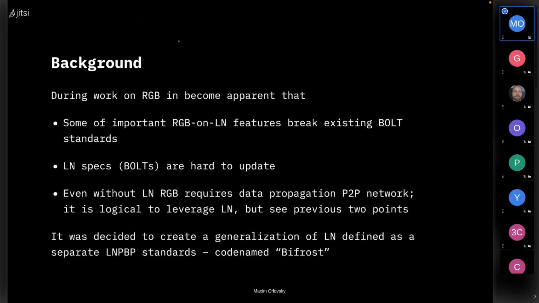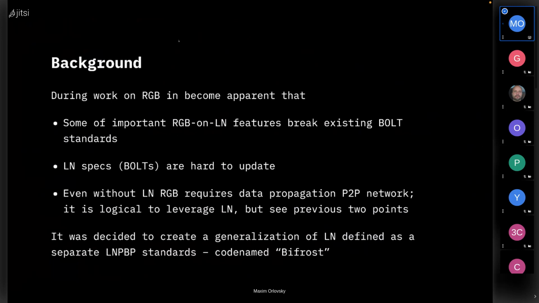And in general, we found out that Lightning specs, which are BOLTs, are really hard to update. And even if we were able to update them, their structure is done in a way that makes it hard to add new functionality into the Lightning Network.